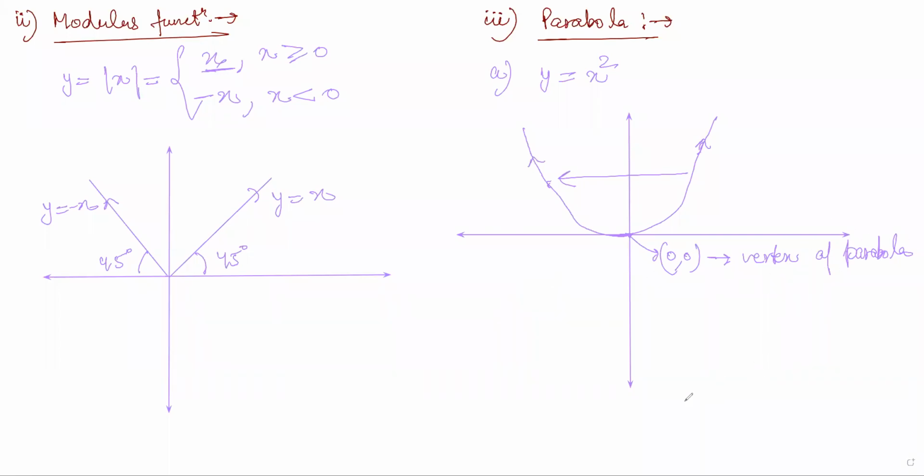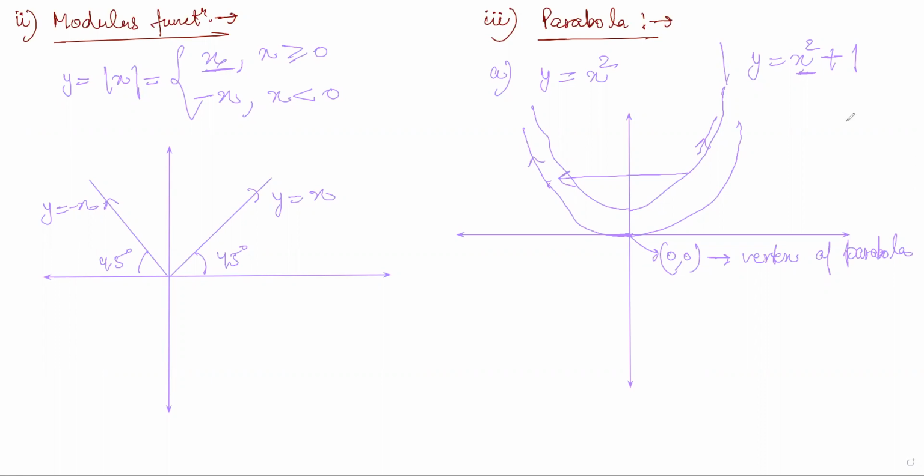So let's say I need to draw y equals x square plus 1. How to draw that graph? Now you know that this satisfies 0, 0. If you put x as 0, you will get y as 0. Right? But if you put x as 0 in this case, you get y equals 1. So this is nothing but the same graph, just one unit above the graph y equals x square.